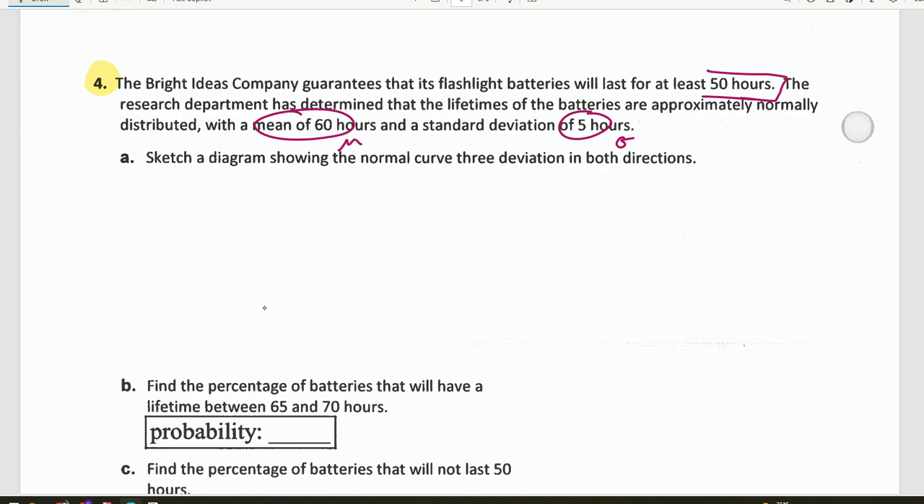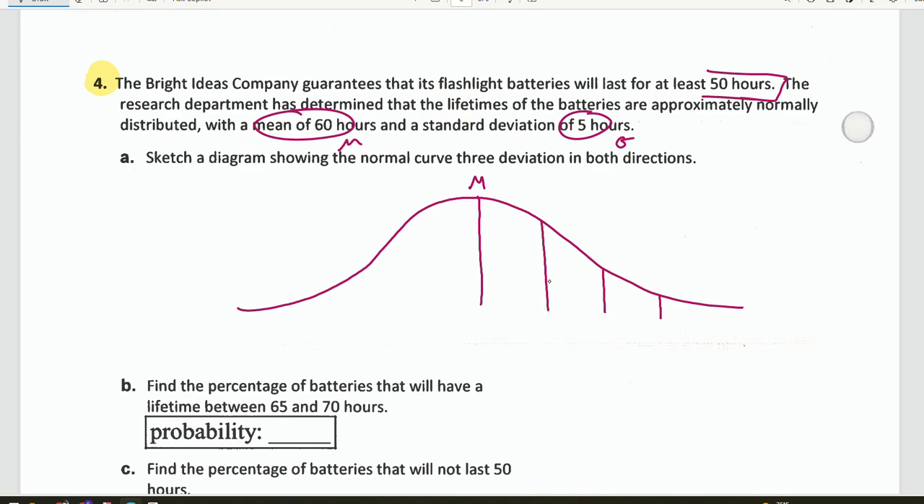Sketch a diagram showing the normal curve with 3 deviations in both directions. So it's a bell curve. Right in the middle is our mean, which is 0 standard deviations away. And then a normal curve has 3 visible standard deviations. Anything past that is just too small to even pay attention to. So we're going to have 1 standard deviation this way, 2 standard deviations, 3, -1, -2 standard deviations, -3 standard deviations.